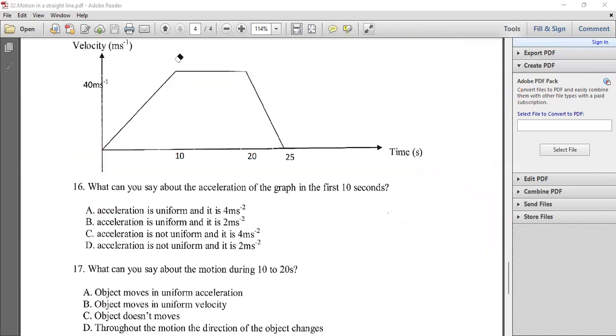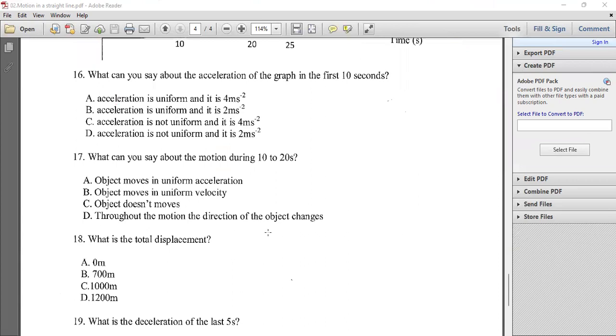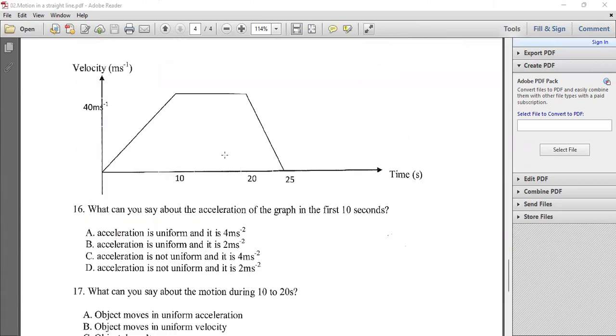The next one, 18th one. What is the total displacement? Okay, so you can find out the total displacement of this journey. As you can remember, in a velocity versus time graph, the area under the graph gives you the displacement of the object. So area equals displacement, if this was a velocity versus time graph only, yeah.